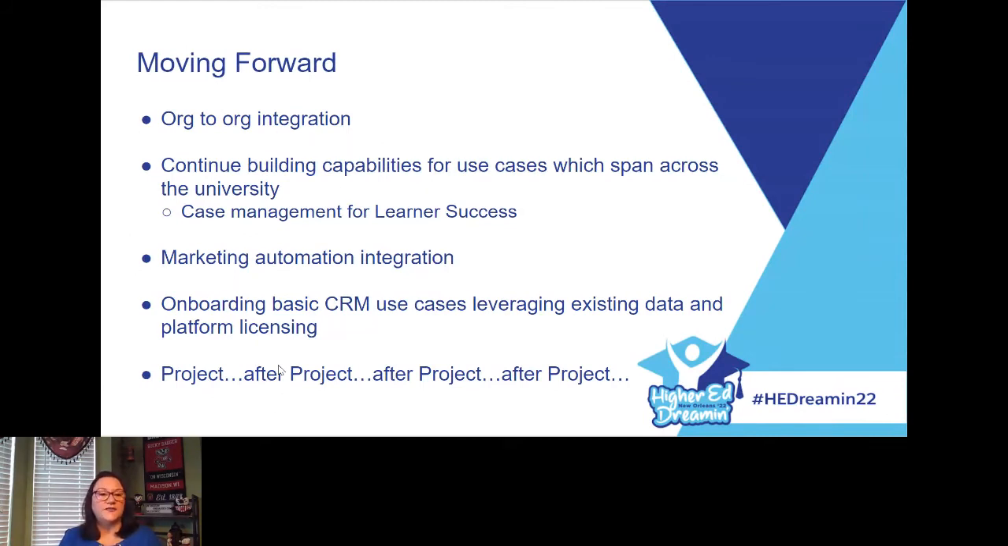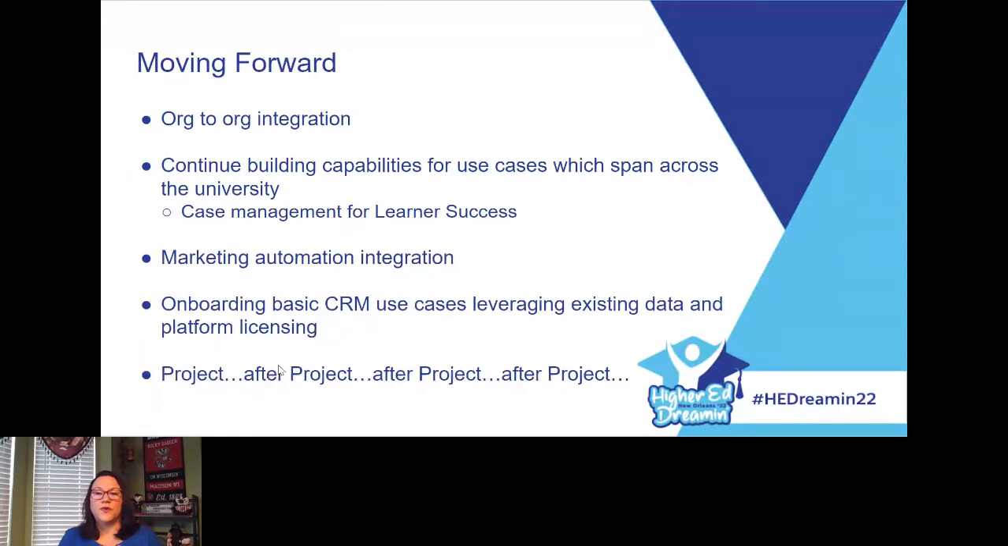A great example of that is case management for learner success. If we get that stood up in learner success for one group, all we have to do is build on it from there. Different categories, different types, different routing. So it's really going to enable us to get more groups up and running on something that a lot of different organizations across campus can use. We have marketing automation integration already now with pre-enrollment, but we also want to enable that with our other orgs.